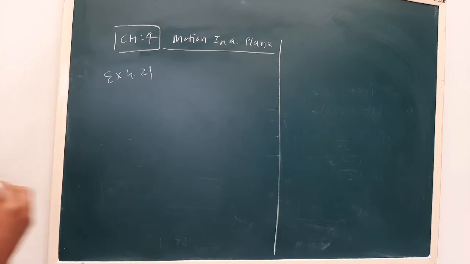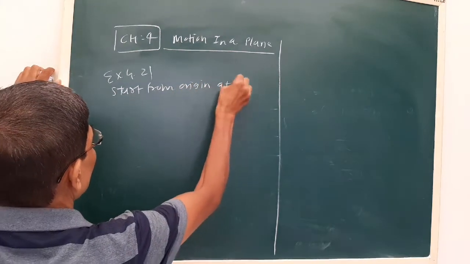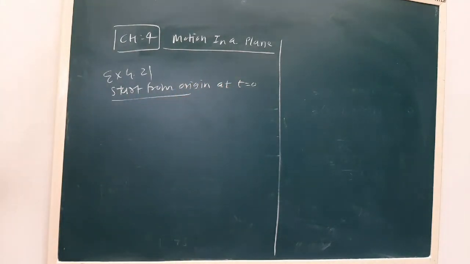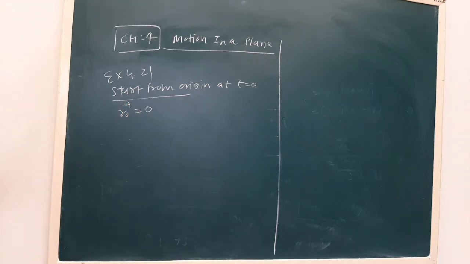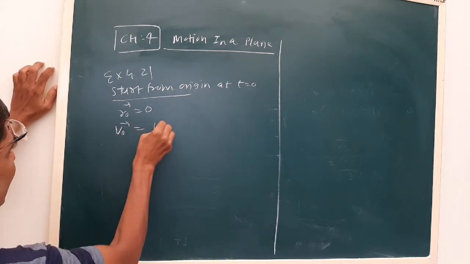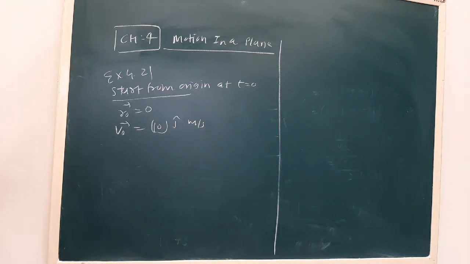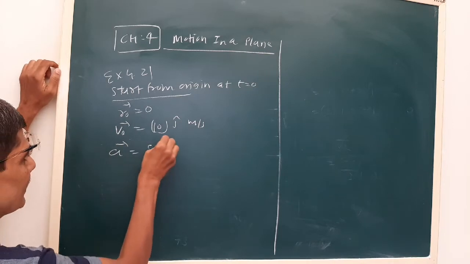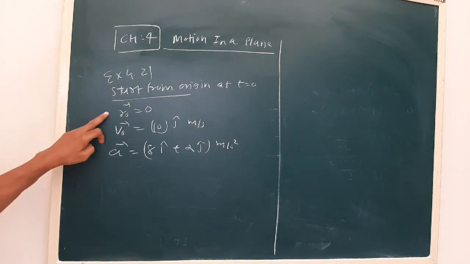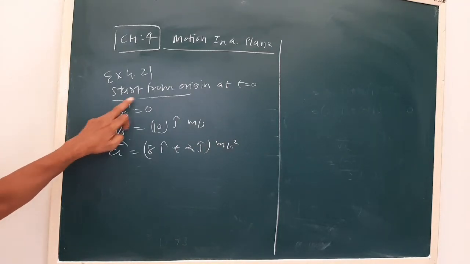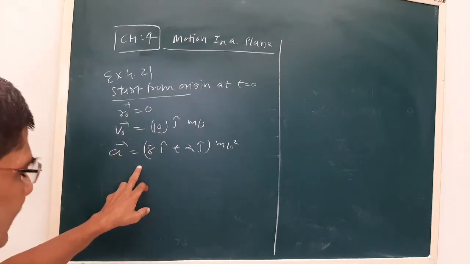A particle starts from the origin. That means the initial position vector, r0, is 0. Now the initial velocity v0 is 5j, indicating that it is in the y direction. And the acceleration is 8i plus 2j meter per second square. The initial position vector is 0 since it starts from origin, initial velocity is 5j meter per second, and acceleration is given.